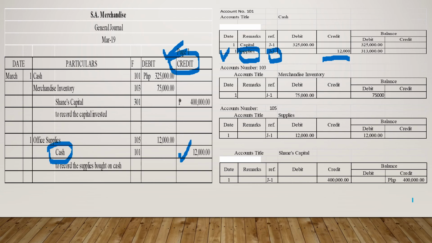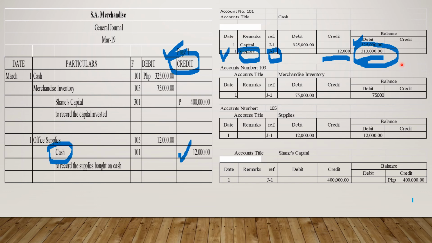So, paano po makompute? We have 325,000 pesos subtracted by 12,000. We have 313,000 pesos. Siya po din po ay nasa debit, wala sa credit. So, bakit natin i-analyze? It means to say na noong bago matapos ang araw ng March 1, ang hawak natin pera on hand is worth 313,000 pesos. Nabawasan ito ng 12,000 galing sa supplies.